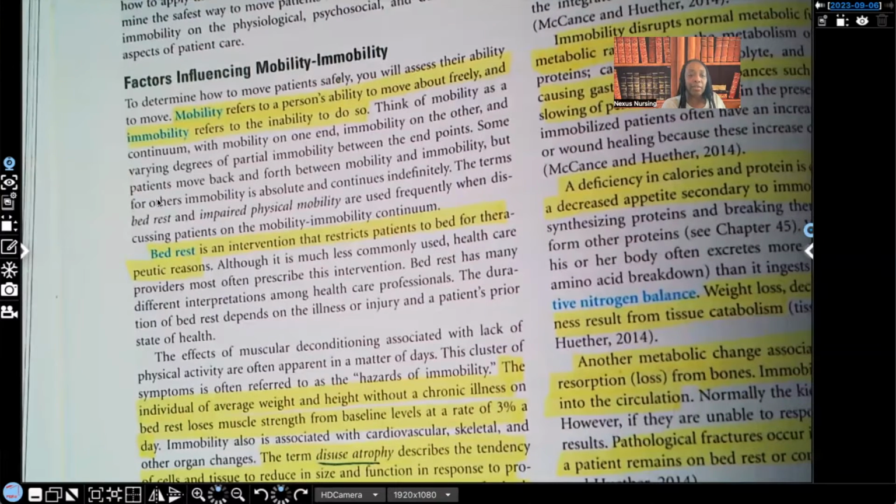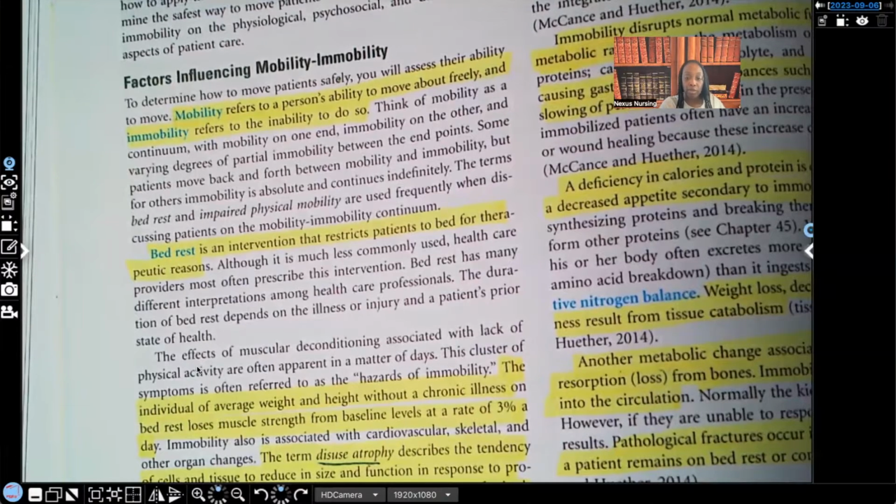So take a look down here, bed rest. This is an intervention that restricts patients to bed for therapeutic reasons. There are some diagnoses that the patient has that any activity, any ambulation can cause further harm. So we have to place that patient on bed rest. But bed rest comes with certain complications that we have to be watching out for.